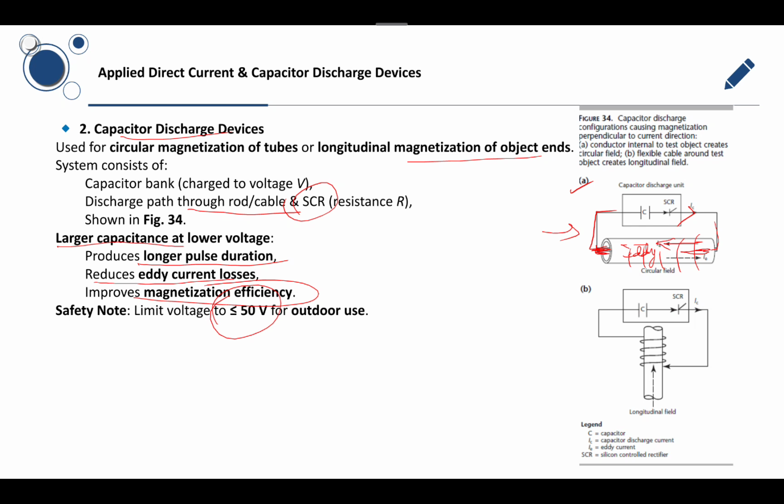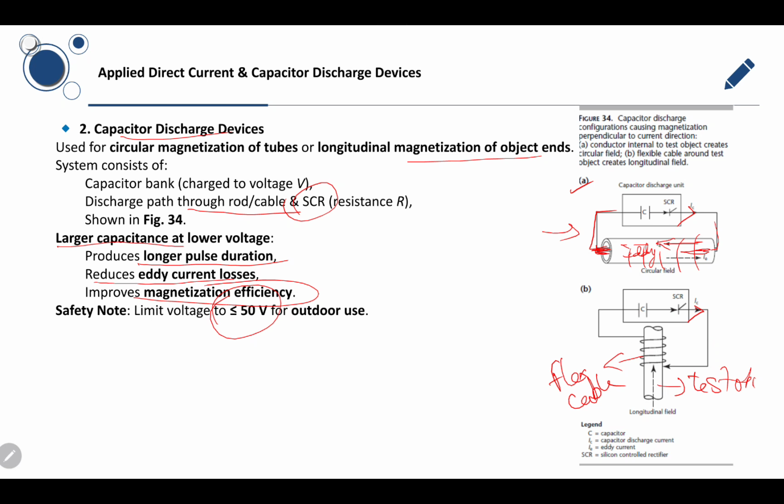In the second configuration, a flexible cable is wrapped around the outside of the test object like a coil. This is our test object. When the capacitor discharges, the current pulse IC flows through the cable.